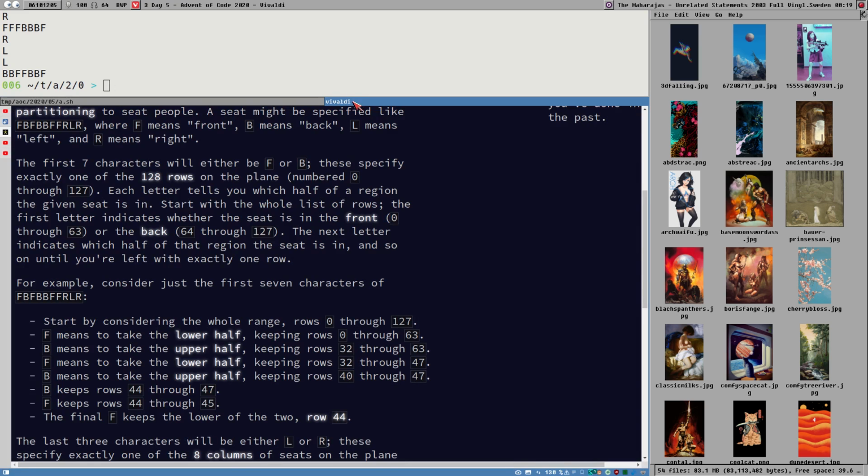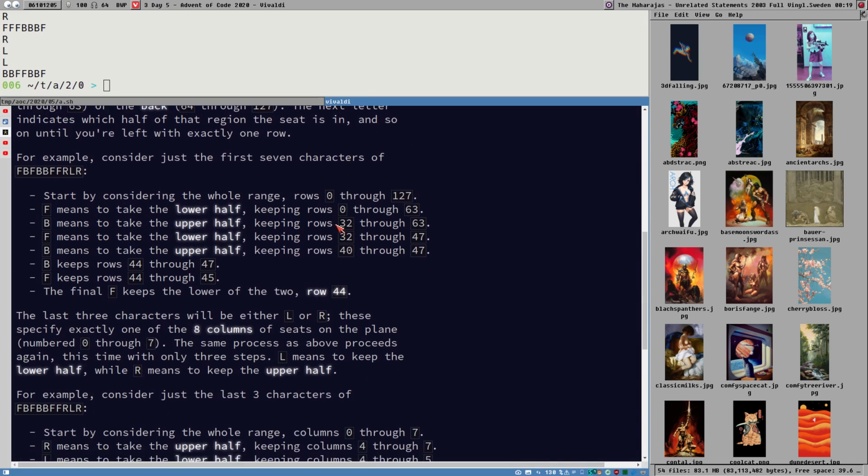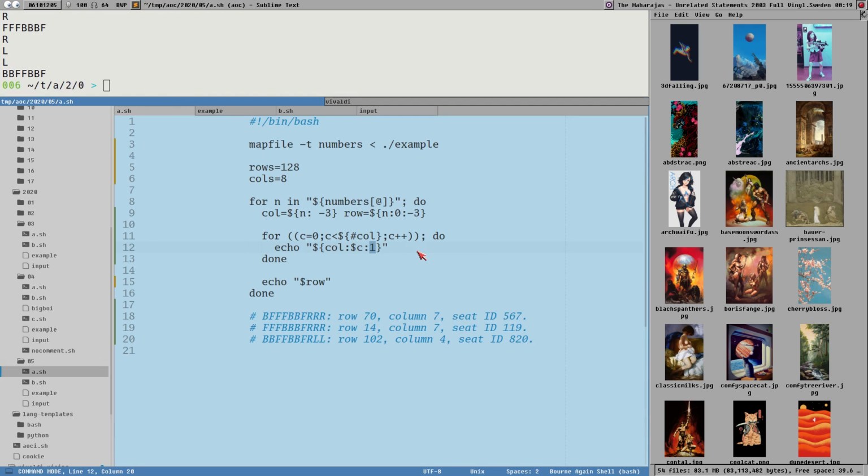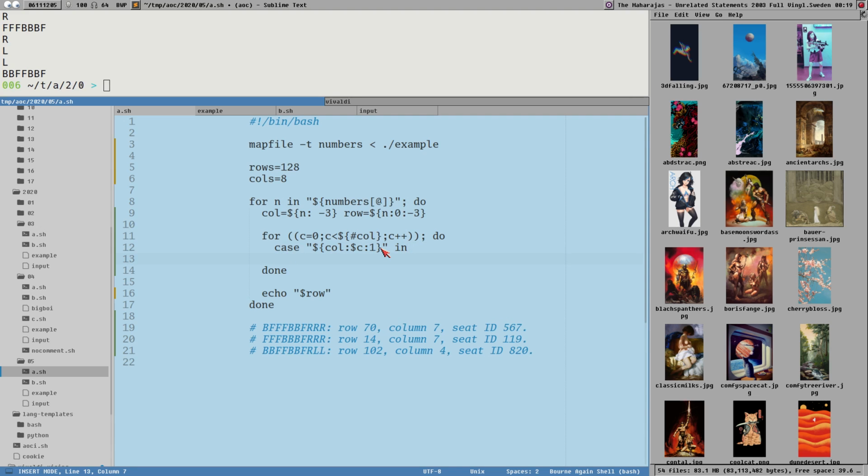Okay, then we have right, left. So is right like, yeah, right is upper. Case here. I don't know why we should do a case when it's just two. Yeah, whatever. Now we're doing that.